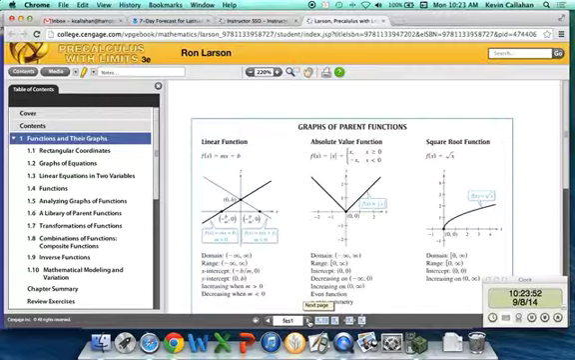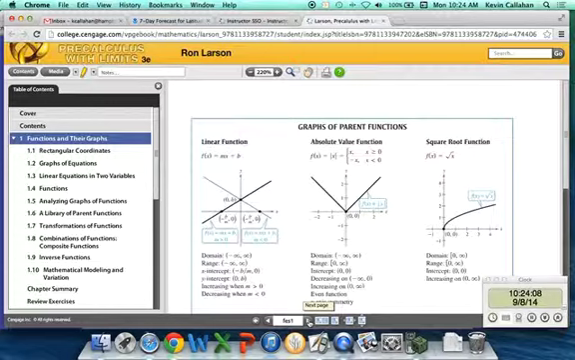Which book is that? We are on 1.5, right? Yeah, they didn't all work out.